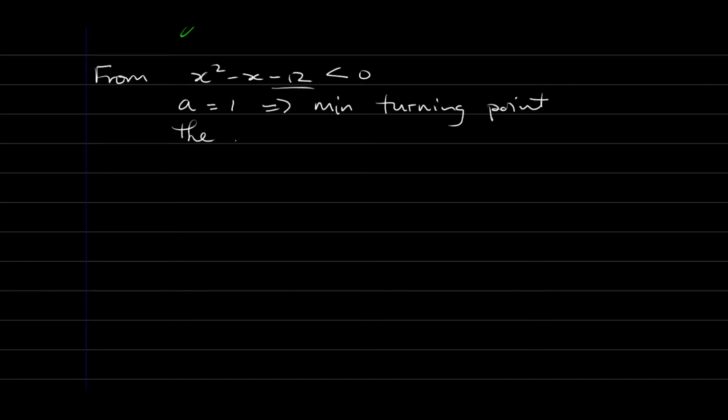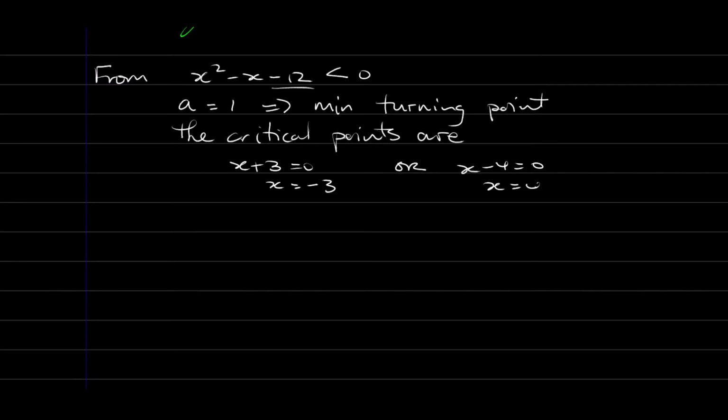The critical points are based on your factor theorem: when x plus 3 is equal to 0, we get x equal to minus 3, or when x minus 4 is equal to 0, that means x is equal to 4. Those are our critical points, right? So the critical points are x equal to minus 3 and x equal to positive 4.